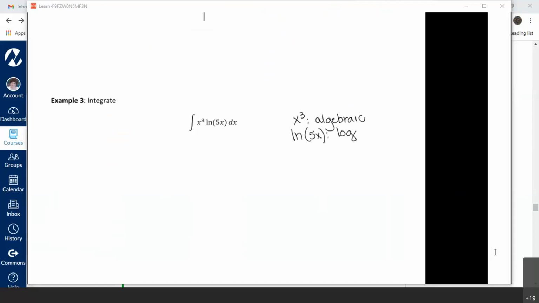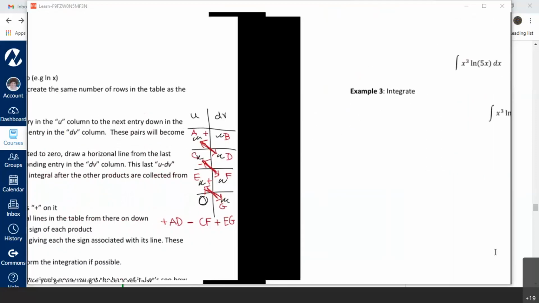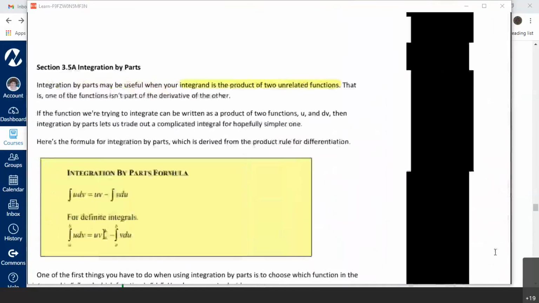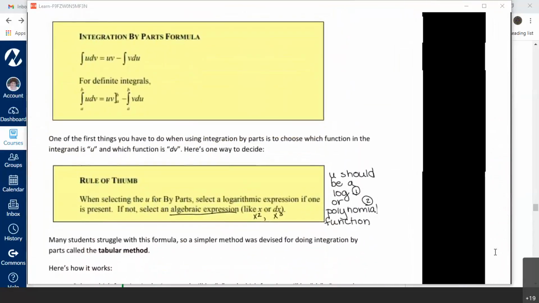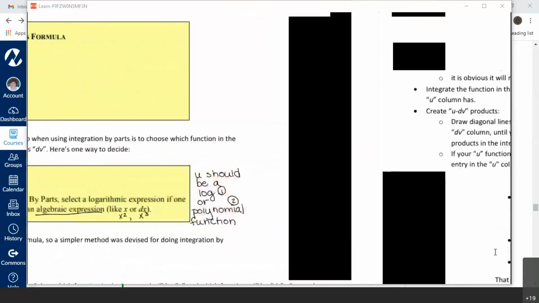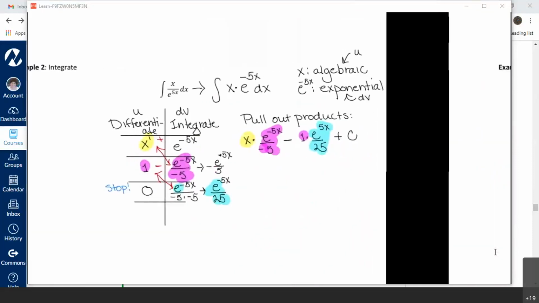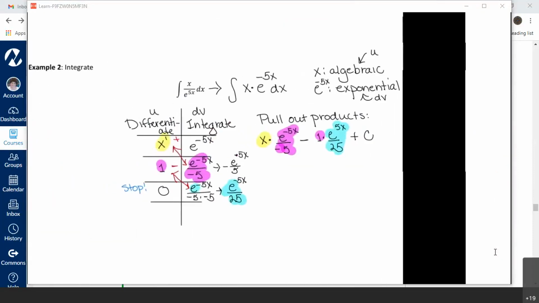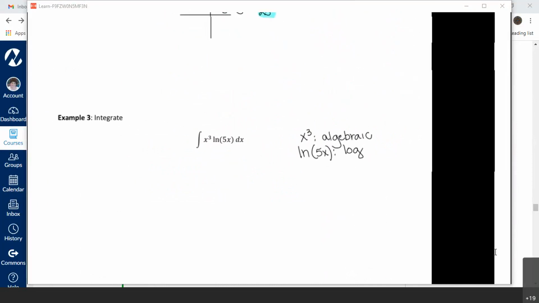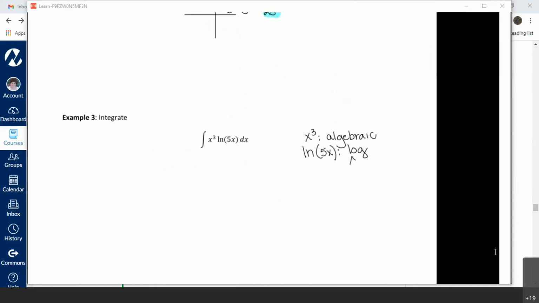Now, if you go back to your rule of thumb, the rule of thumb says when selecting u, select a log function if you have one. So I have a log and an algebraic, and they're telling me select the log function as u. So again, this is going to be u, this is going to be dv. The way I'm doing that is strictly with this rule of thumb.